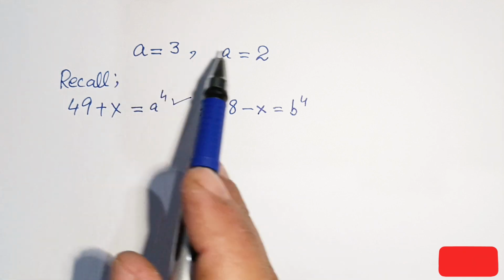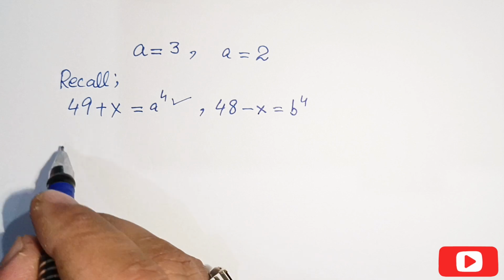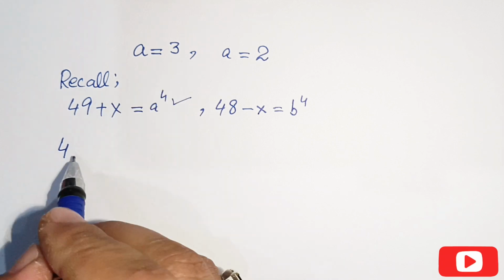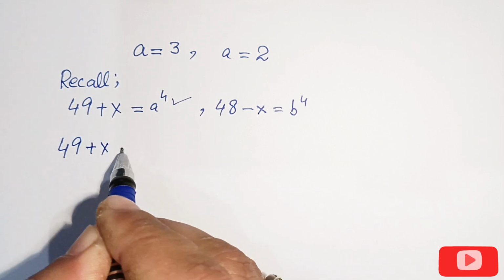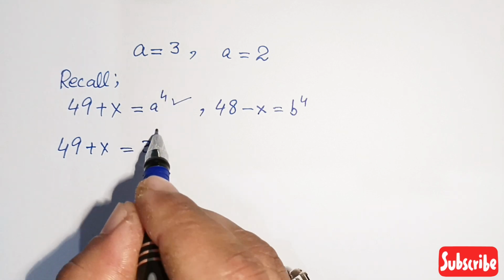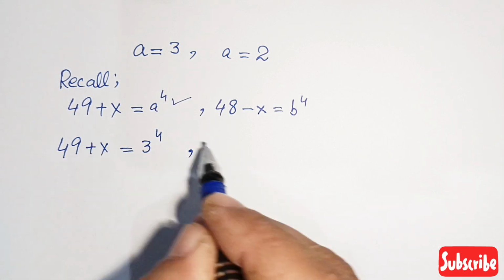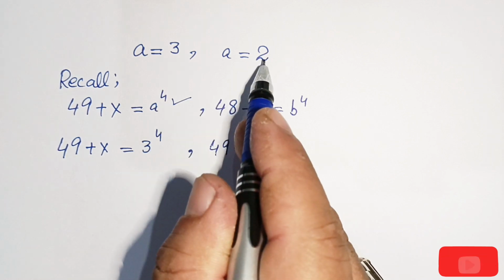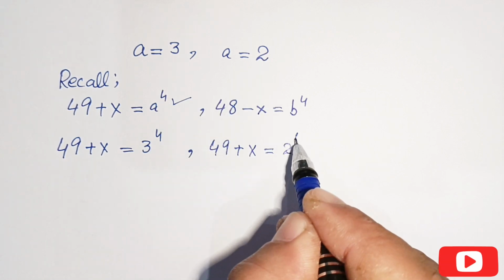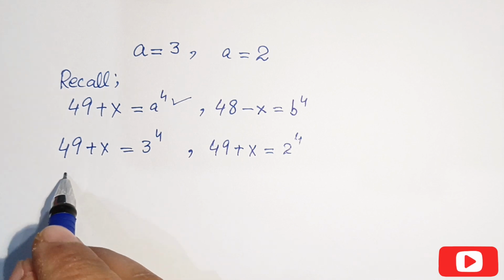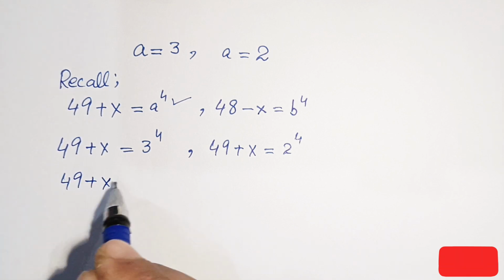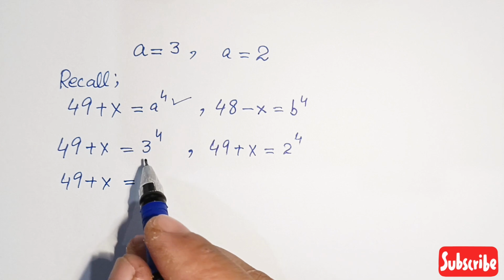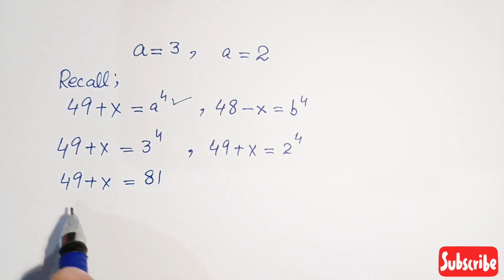Now the value of a is 3 and 2. Putting the values in the first one, which is a, 49 plus x is equal to, here a is 3, so 3 to the power 4, and again using the same equation, 49 plus x is equal to a to the power 4, here the value of a is 2 to the power 4. Now we have 49 plus x is equal to 3 to the power 4, as we know that it is equal to 81.